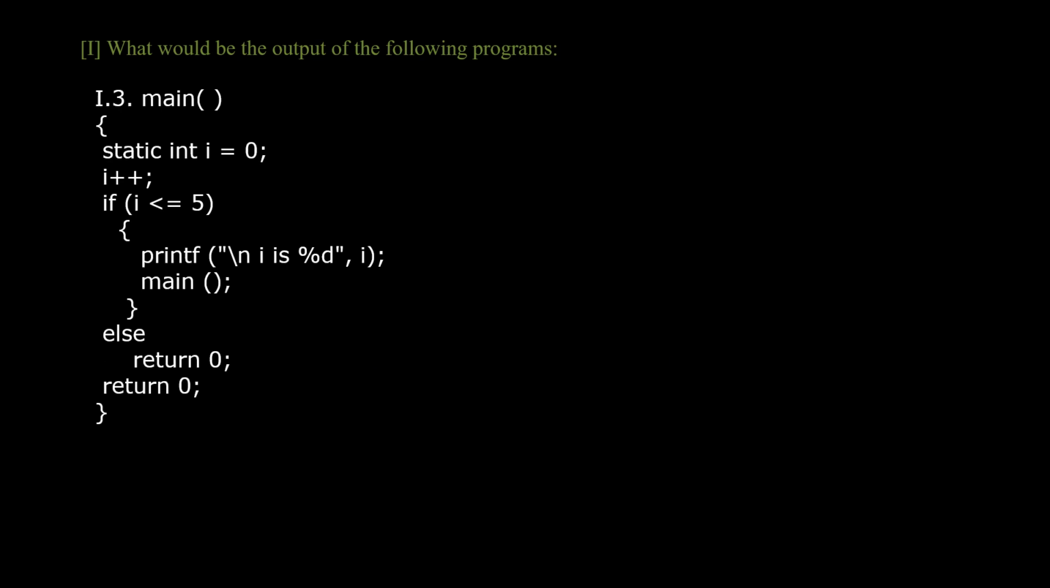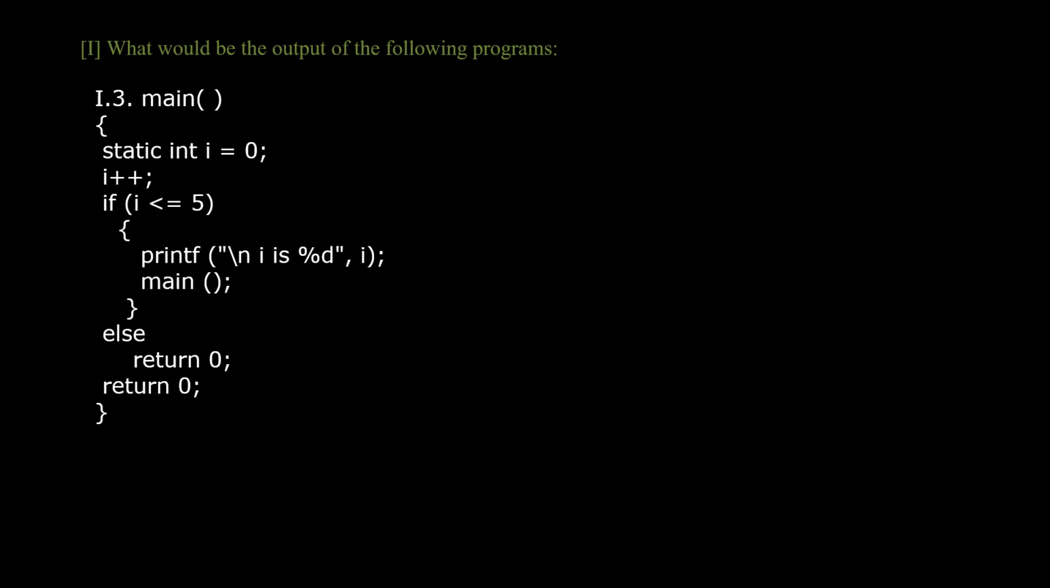Let's see third question: static int i equal to 0, i plus plus. If i is less than or equal to 5, print i and then call main again. If i is greater than 5, then return 0.